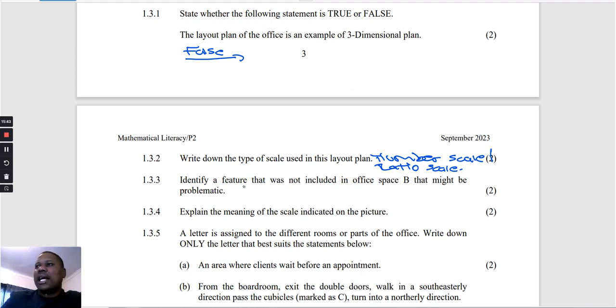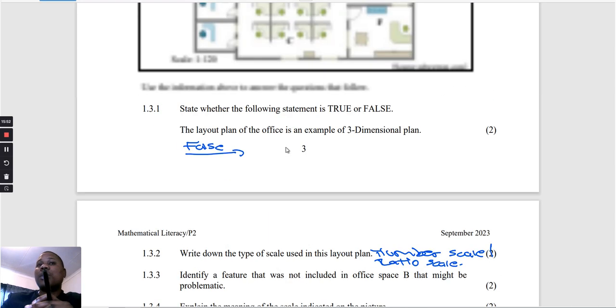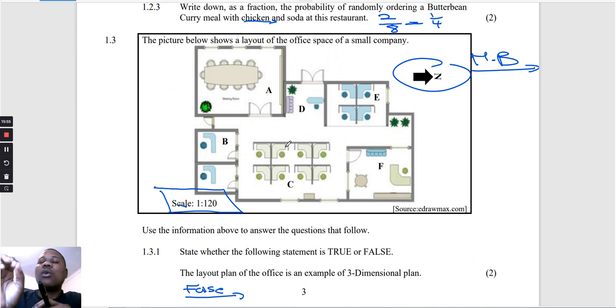They say identify a feature that was not included in the office space B that might be problematic. Let's go and look at office number B. What is missing in office number B? We can see the door, a table, a chair, another door, and a window. But what is the most problematic thing there? There is no outside window. Look, this is the wall, isn't it? This is the wall. Where will the ventilation come in?